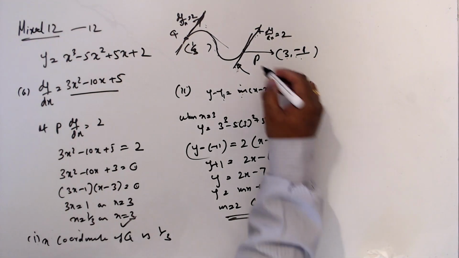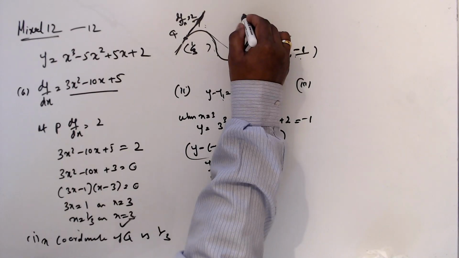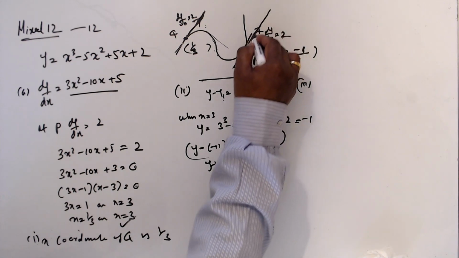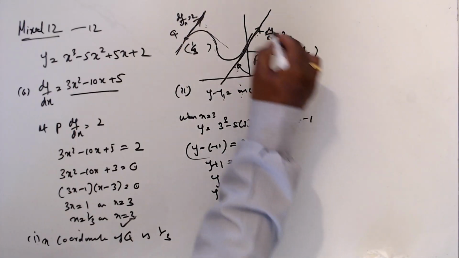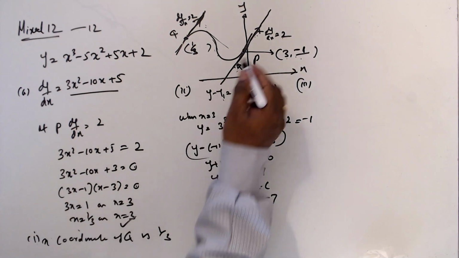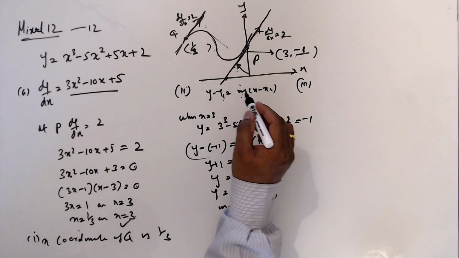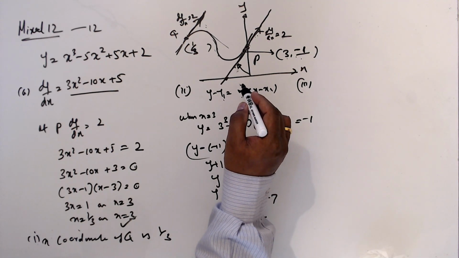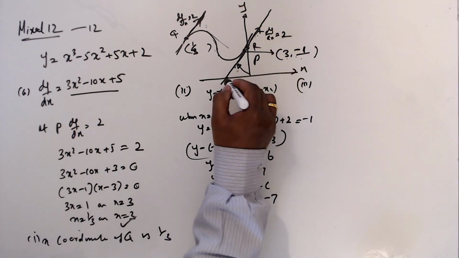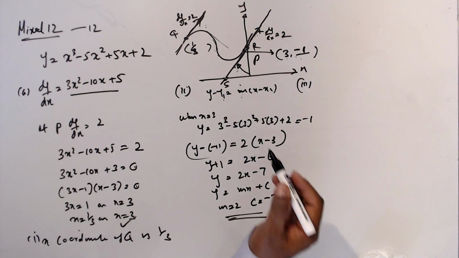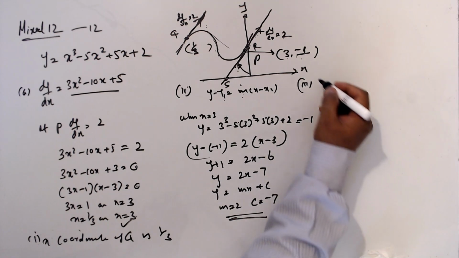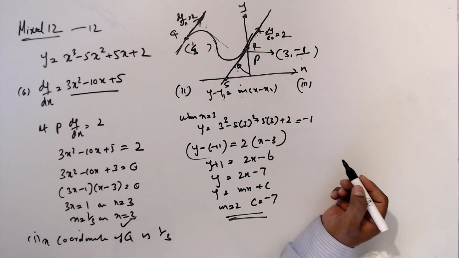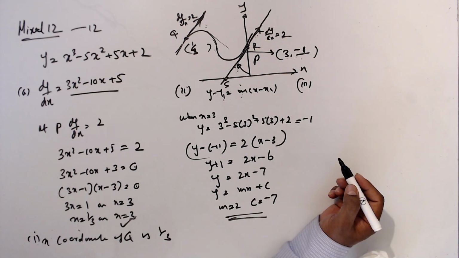Now part 3. This line will cut the x and y axes at these places, R and S. Let's say this is R, this is S. So we want to find the distance RS. How do we find the distance RS? If we know these coordinates, we can find it. So how can we find the coordinates?